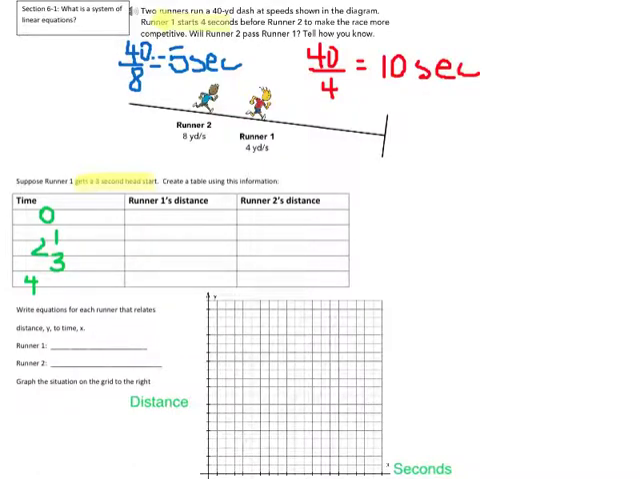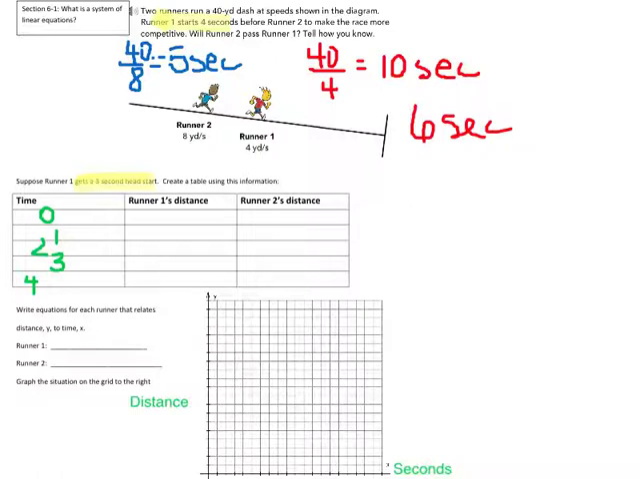And the question is, will runner 2 pass runner 1 if runner 1 gets a 4-second head start? After that 4-second head start, it'll still take him 6 seconds to finish, but runner 2 will finish in 5 seconds. So yes, runner 2 will pass runner 1.